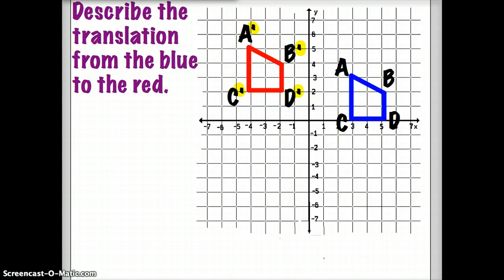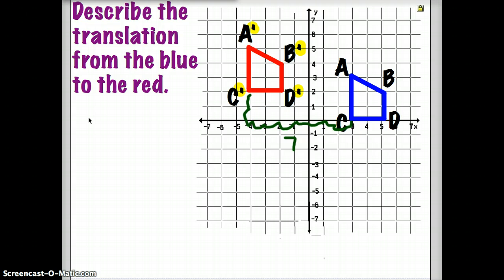So let's just pick one point. Let's look at point C. To get from the original point C to C prime, we're going to go 1, 2, 3, 4, 5, 6, 7 units to the right. I'm sorry, 7 units to the left. And 1, 2 units up.